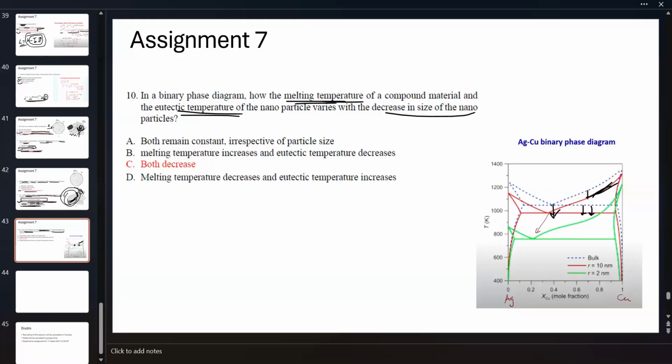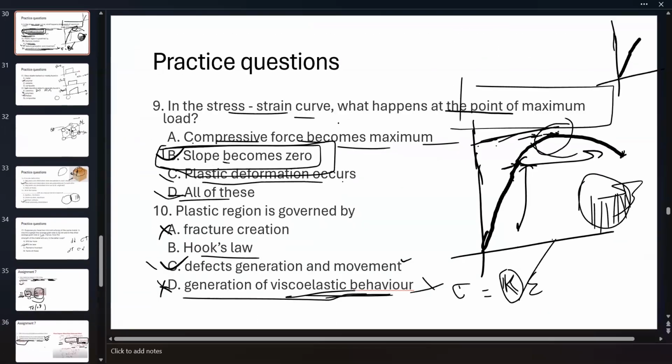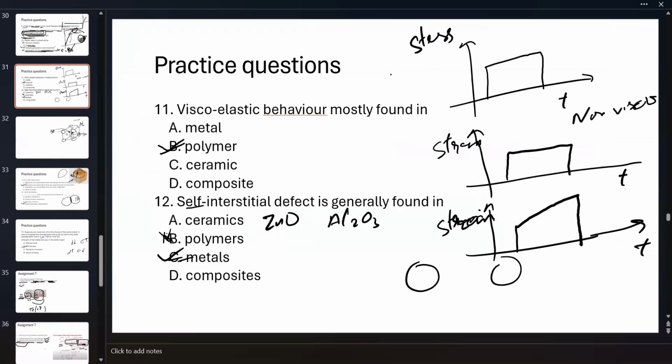This is the eutectic temperature, where liquid goes straight into solid phase. To this point, this is solid, liquid, liquid plus solid. This is also liquid, where liquid transforms directly into solid. That also is decreasing. Both of them are decreasing. We can cover a few.